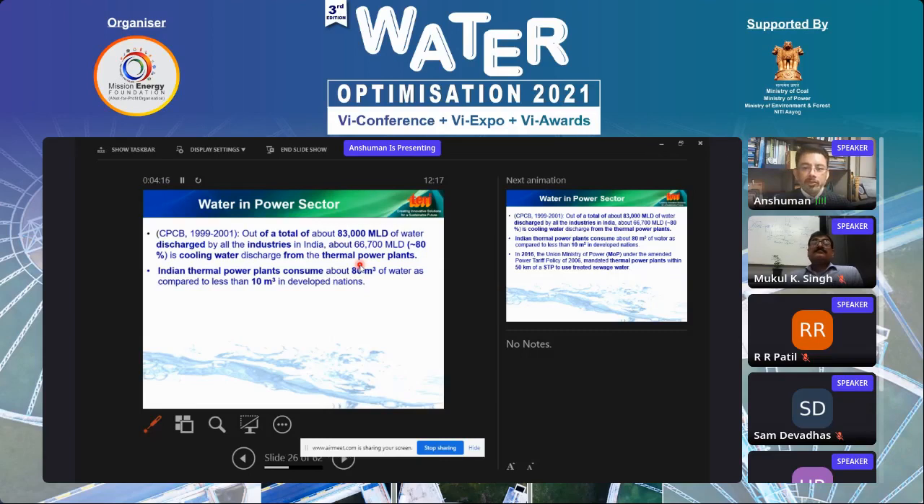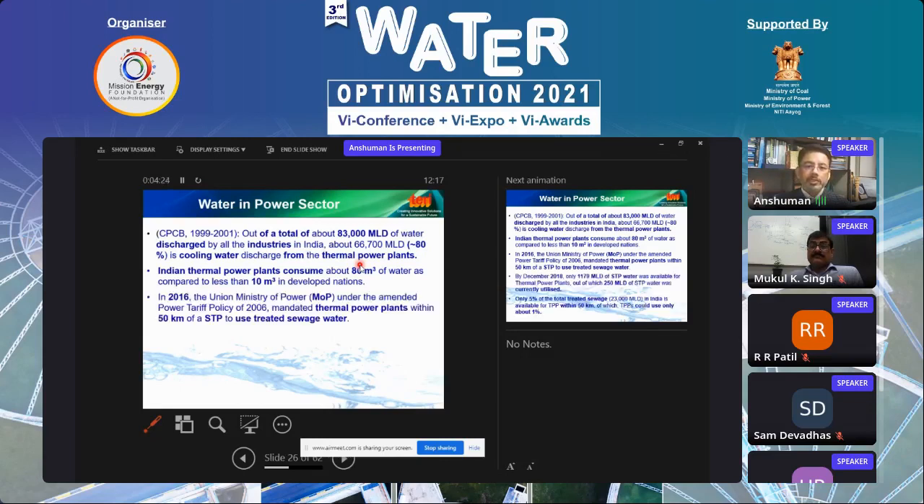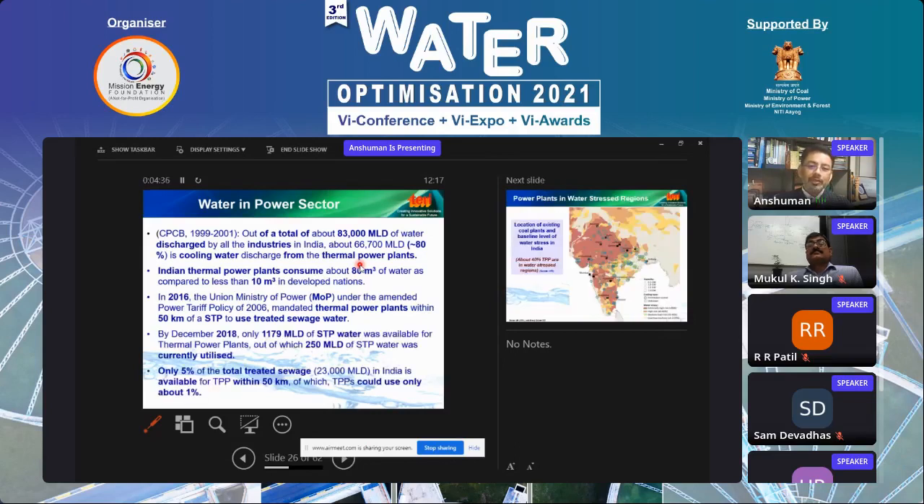Historically, power plants consume a much larger amount of water as compared to the developed nations. Recently the Ministry of Power amended the tariff policy and mandated the power plants within 50 kilometers of the STP to use the treated sewage water from the STPs. What was known till 2018 was that only around 1179 MLD of STP water was available to thermal power plants, of which only around 250 MLD of STP water is currently utilized.